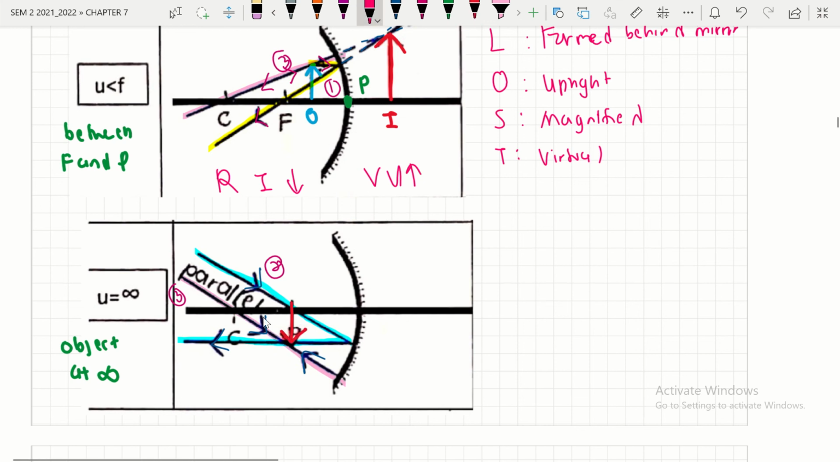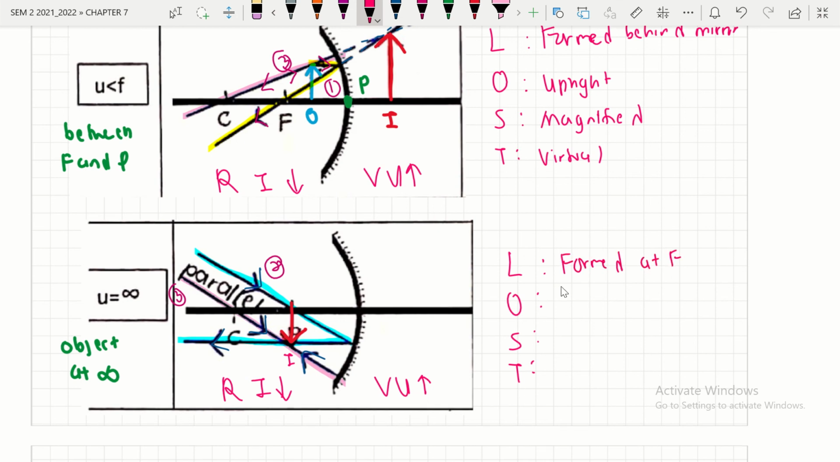Okay, dan ingat balik review. Real image, inverted image, virtual image dan juga upright image. So ini adalah awak punya image. So kita pakai balik LOST. So L, location dia. Location dia akan form dekat mana? Dia akan form at F. Form at focal point. And then orientation dia form dekat in front mirror. So dia adalah inverted.